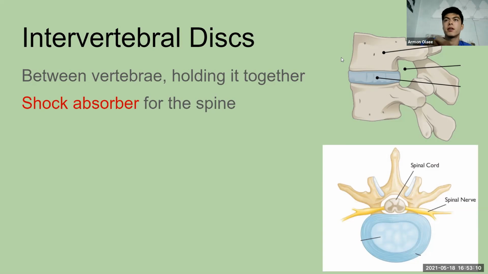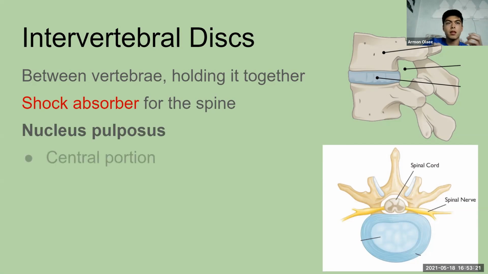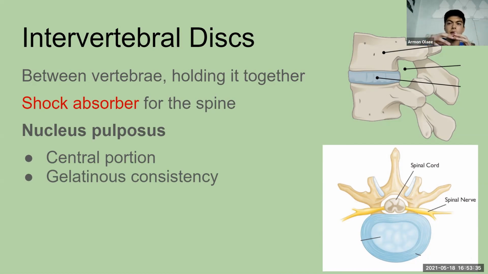Yeah, it's a little bit of a trickier one. It is the nucleus pulposus. And it is the central portion, and it consists of this gelatinous-like liquid. It's very water-like, but also slightly gel-like. And this water and gel consistency is where all the shock absorption occurs. So this is what helps you absorb all the shock that is going throughout your spine.